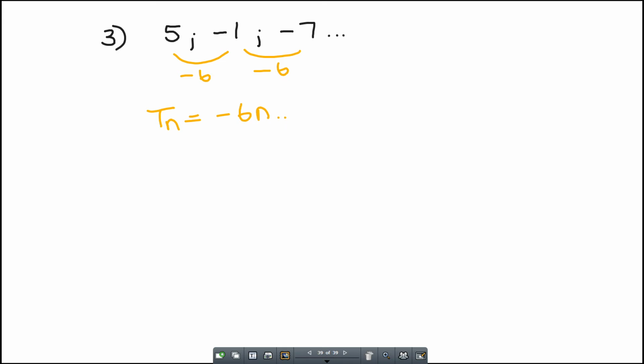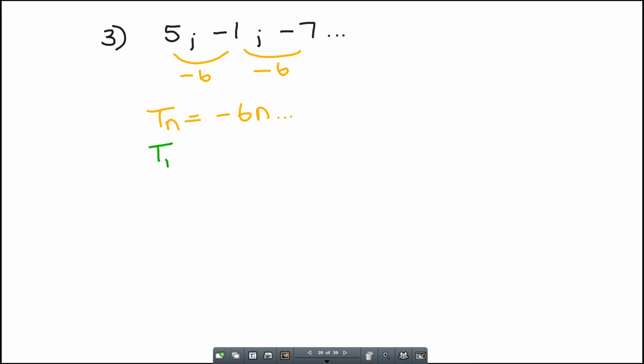Number 3. Okay, so you had 5, minus 1 and minus 7. So you will see that you had to subtract 6 throughout. So it would mean that it would be term n is equal to minus 6n, and then the rest I don't know. So let's go figure it out.